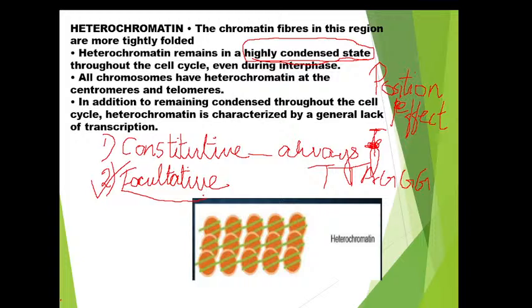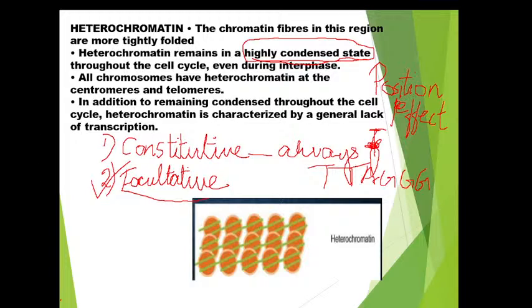The transcriptional activity of this facultative heterochromatin is a function of time, depending on the need of the cell. For example, if a cell needs a protein at a particular time, at that time only the chromatin will be active. At all other times it will be in a silent condition. So that is known as facultative. At times only the chromatin will become active.